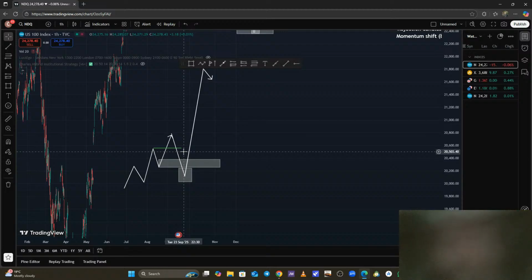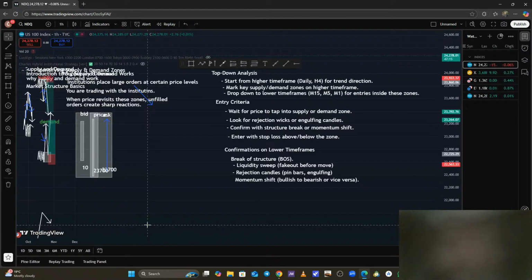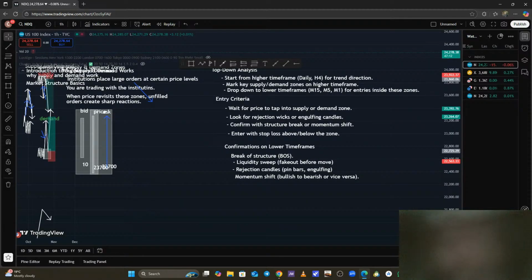When you notice that it was on a bearish market, now the bullish candlesticks start forming. That's what we call momentum shift. And once you see momentum shift, either bullish or bearish, that's when you're supposed to pick your entries. So basically, we've done everything you need to look out for when you're trading supply and demand.